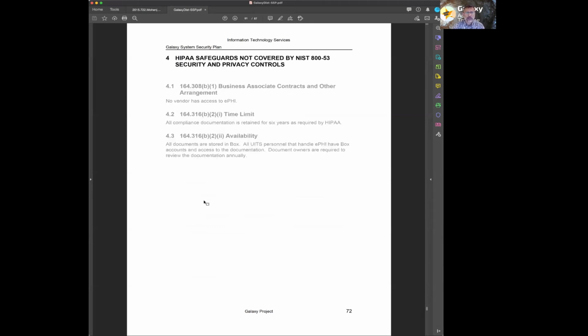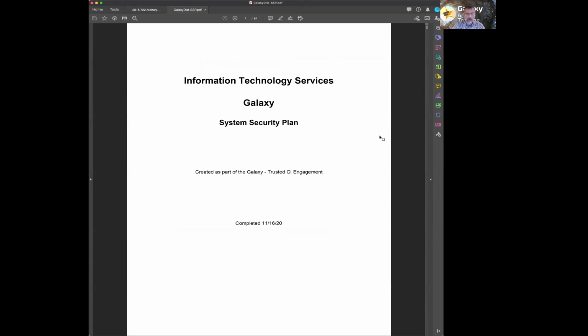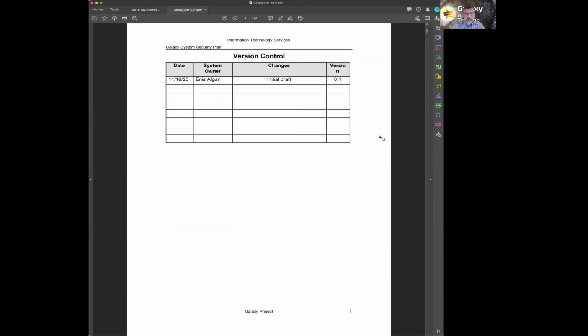I mentioned that the 800-53 doesn't cover all of the HIPAA controls, and therefore in a system security plan, you put in a page that talks about the HIPAA safeguards, which are not covered by NIST, and there's not that many of them. One of them is business associate contracts and so forth. So you address them explicitly in a separate part of the document. So that's the structure of a system security plan. So let's go back and we will talk about Galaxy specifically.